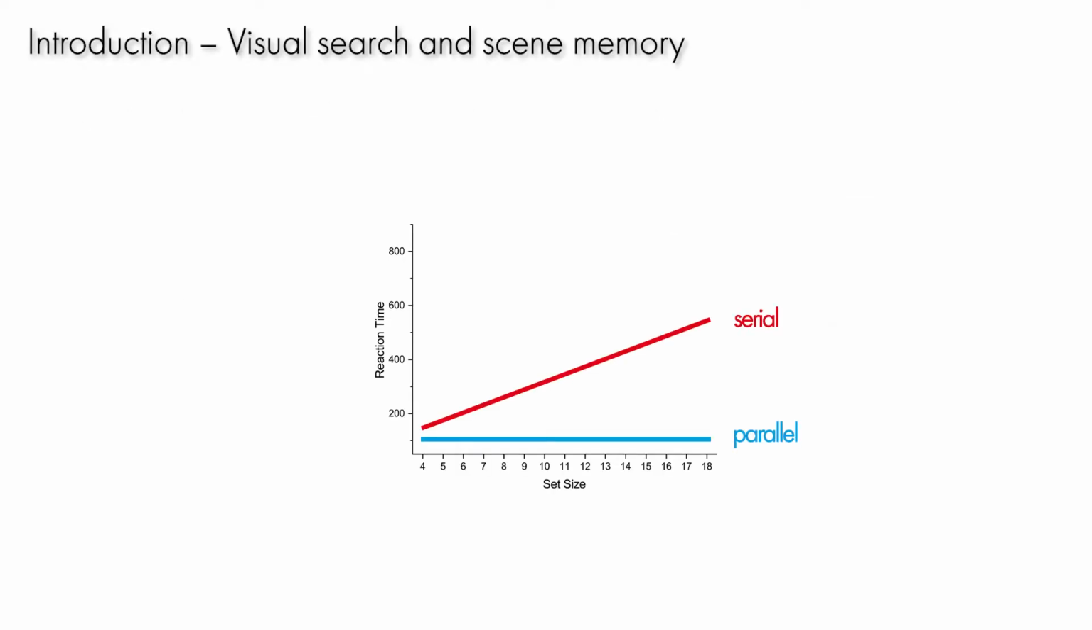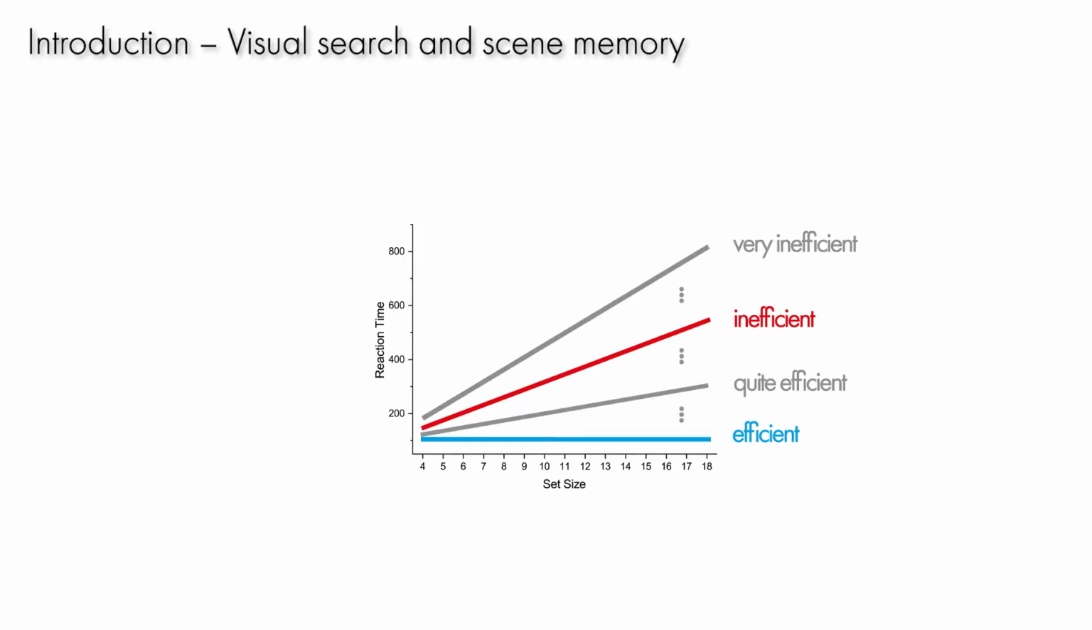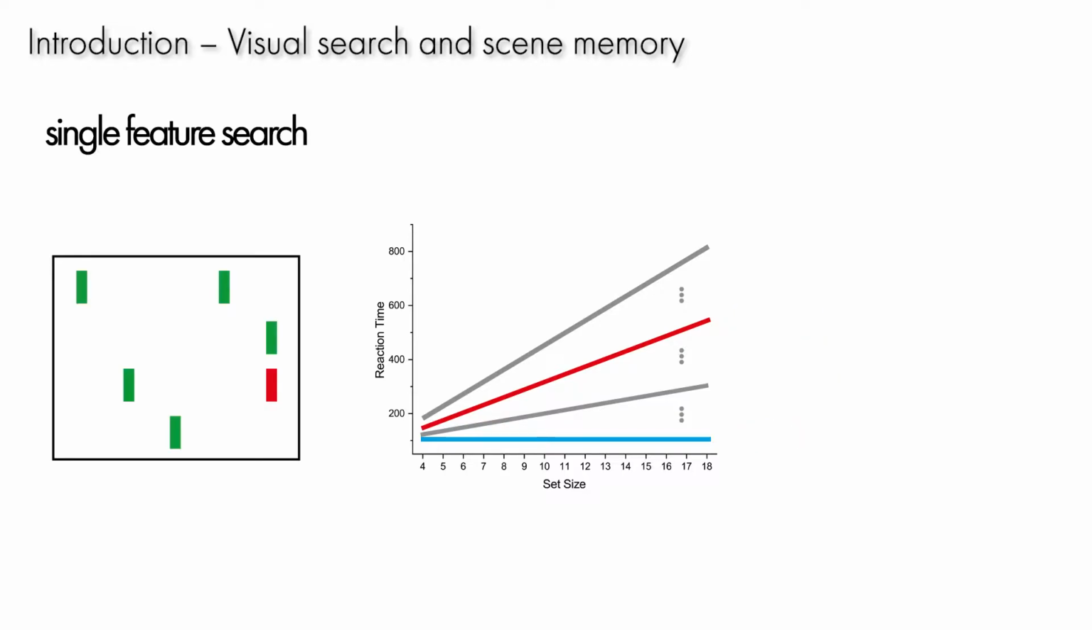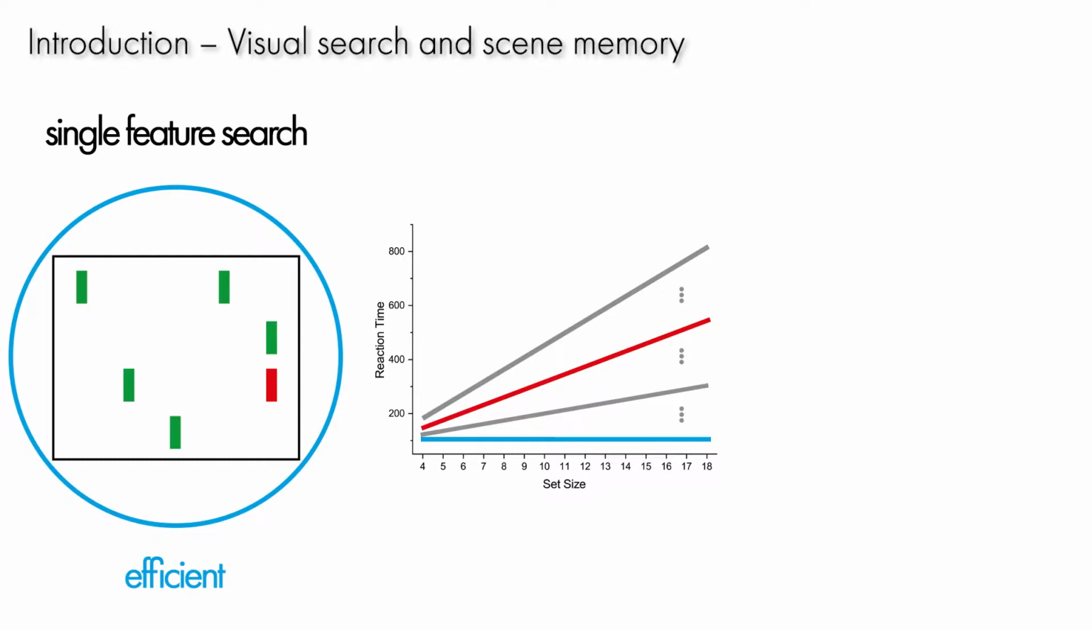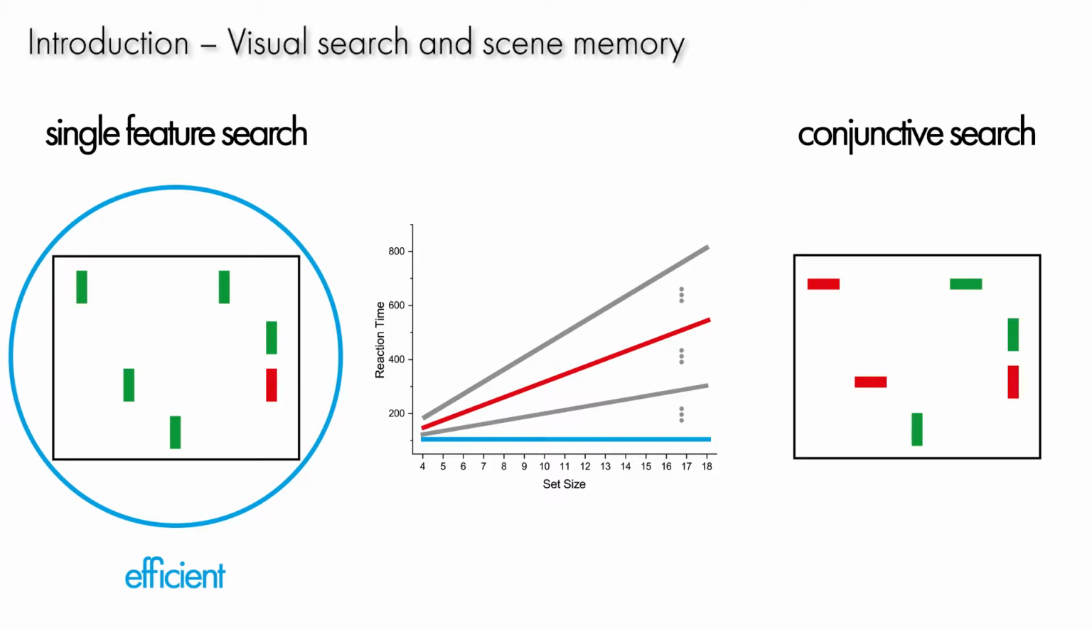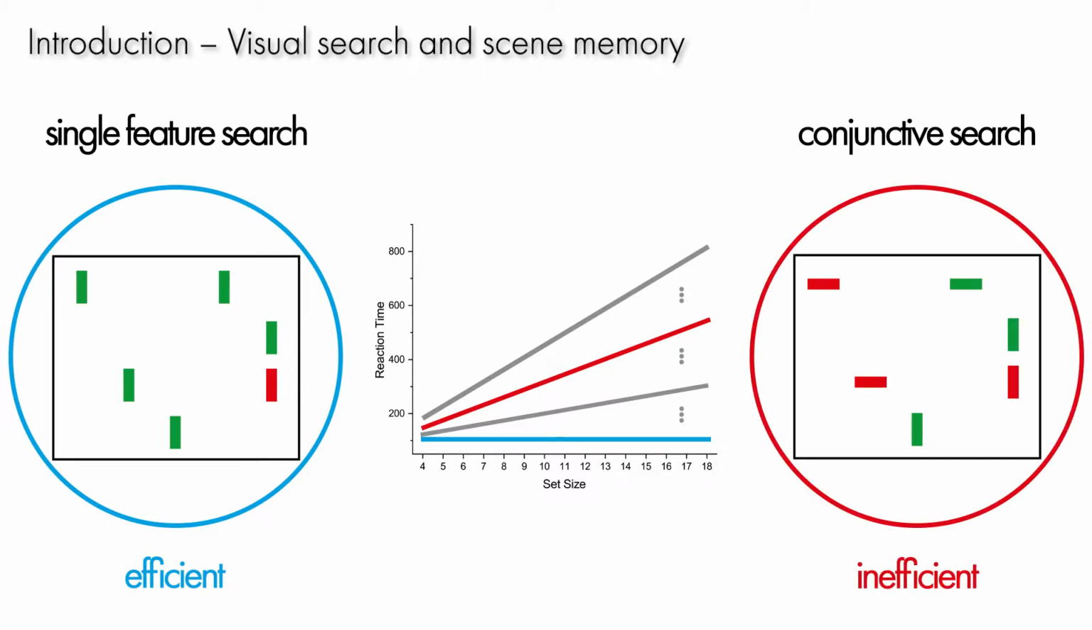In the classical view of Treisman, visual search was either parallel or serial. Jeremy Wolfe, on the other hand, described the efficiency of visual search as forming a continuum. He defined the slope of the reaction time against set size function as the measure of efficiency. By this measure, single feature search is efficient as the reaction times are independent of set size. The target pops out. In the conjunctive condition, on the other hand, reaction times are proportional to the number of distractor items. Conjunctive search is, therefore, considered inefficient.